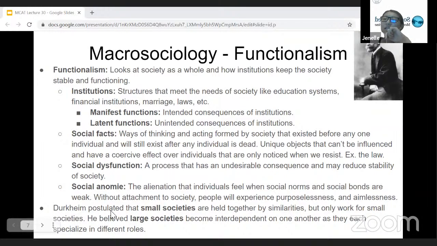Durkheim also postulated that small societies are held together by similarities, but this idea only works for small societies. On the other hand, he believed large societies become interdependent on one another as they specialize in different roles, which allows them to have a stable society. But one of the problems with functionalism that other theorists criticized Durkheim for was that it doesn't really focus on the individual perspective and also doesn't look at how conflicts can affect society.